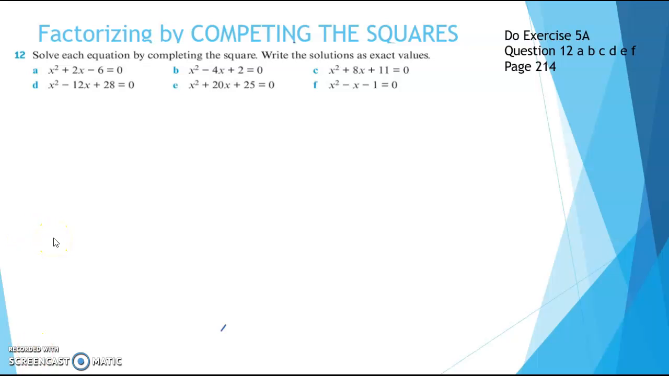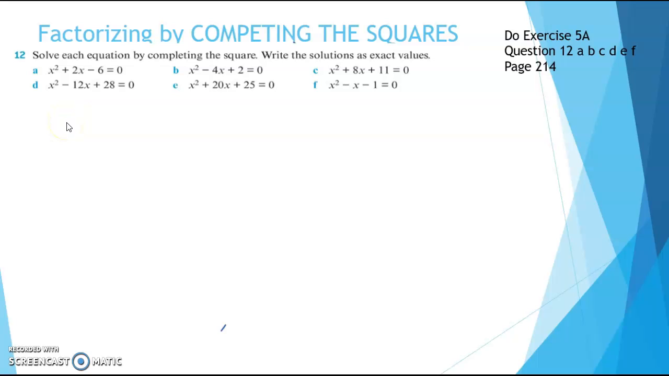Hi, I've been requested to go over exercise 5A, number 12, B, D, and F. The common feature that this student had trouble with was the fact that the middle term is a negative number. He kept on making a mistake because he's using the previous example, which had the middle term as positive.